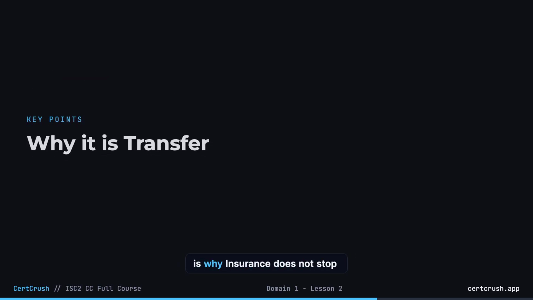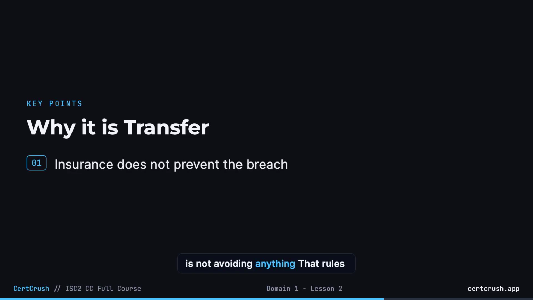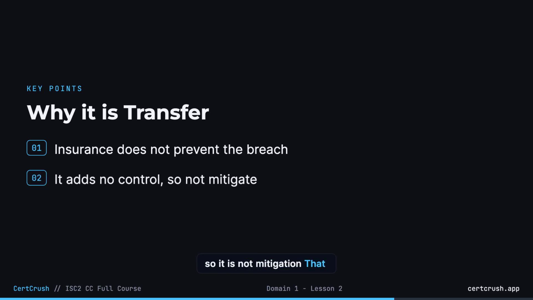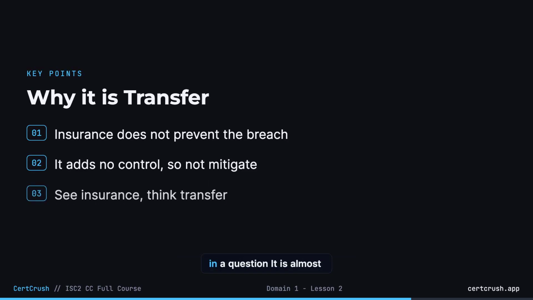Transfer. Here is why. Insurance does not stop the breach from happening, so it is not avoiding anything. That rules out A. It does not reduce the chance or impact of the breach, so it is not mitigation. That rules out B. And they clearly did not just accept it and move on, so D is out. They move the financial hit onto someone else. That is transfer. Every time, watch for the word insurance in a question. It is almost always pointing at transfer.